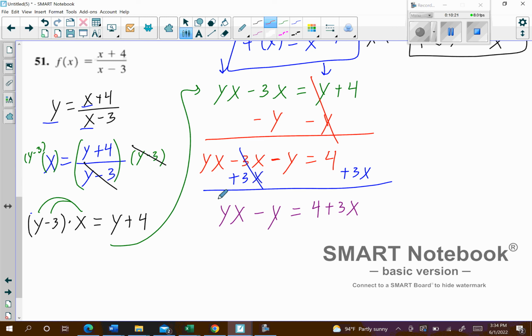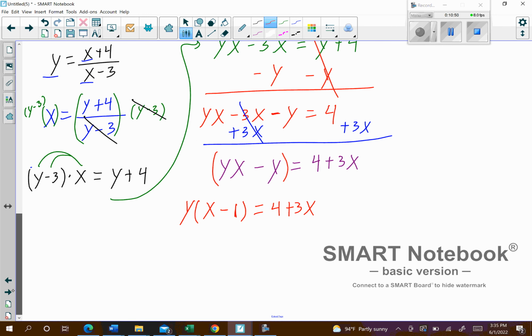Let's see. We're gonna do your favorite thing. It's gonna be called factoring. We're gonna go ahead and factor out a y. And so this is gonna give me y times x, and I have to put a -1 there, and then equals 4 plus 3x. So see, if I were to distribute the y, I'd go right back to what I have in my previous step. Don't want to do that. I want to go ahead and finish the problem.